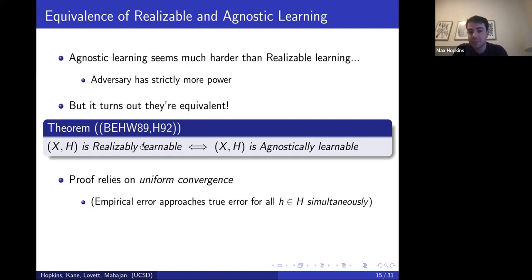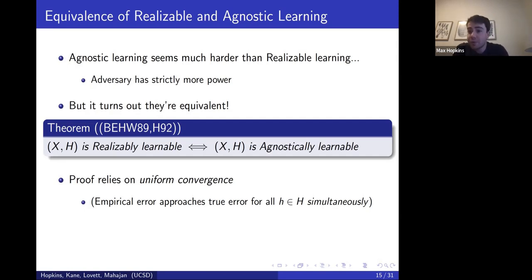It turns out that a class is realizably learnable if and only if it satisfies this uniform convergence property. And similarly, a class is agnostically learnable if and only if it satisfies this uniform convergence property. Maybe you've heard about this as something called VC dimension before. VC dimension is also a parameter that is equivalent to uniform convergence, maybe a little bit more commonly talked about.